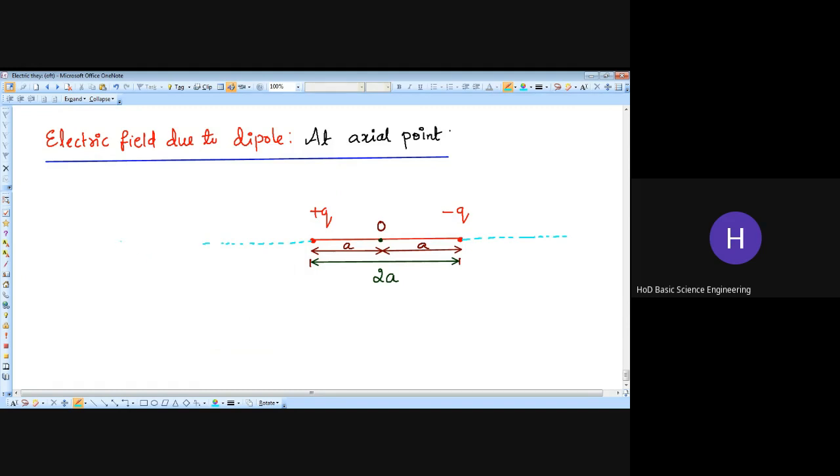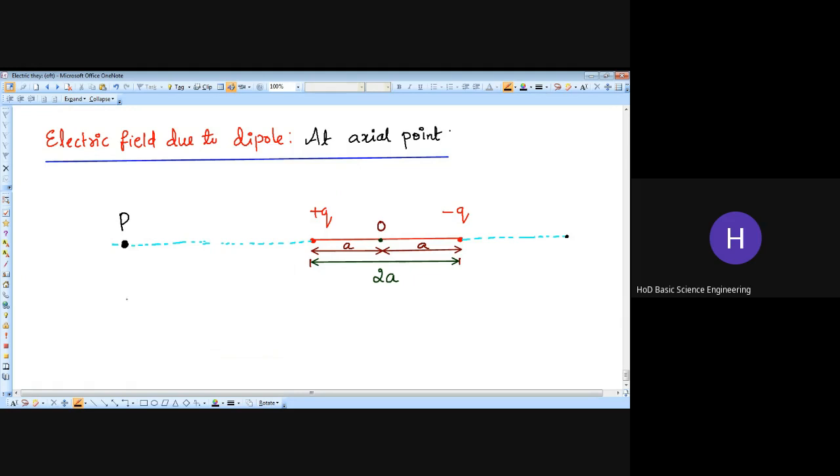Somewhere on this axis, that means you can consider on the left side or on the right side, you need to take one point on that axis. So let us consider some point P. I can consider one point P here. This is an axial point because that point is on the axis of the dipole. If you want to take it on the other side, of course you can take that. Somewhere here, that is also an axial point. Now P is the axial point.